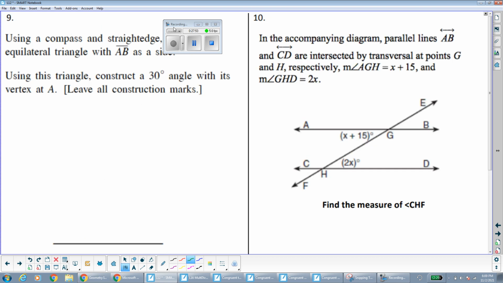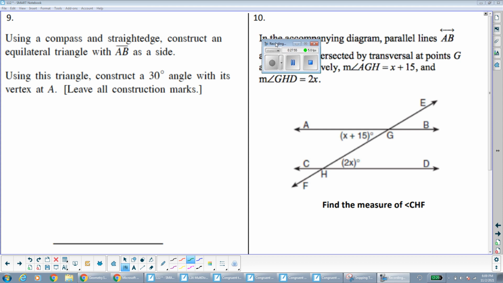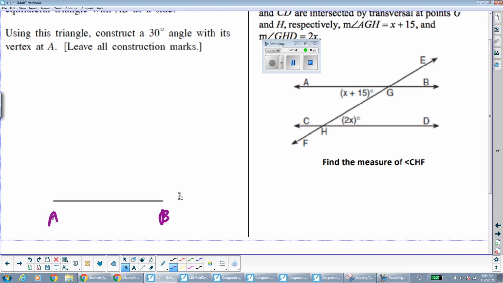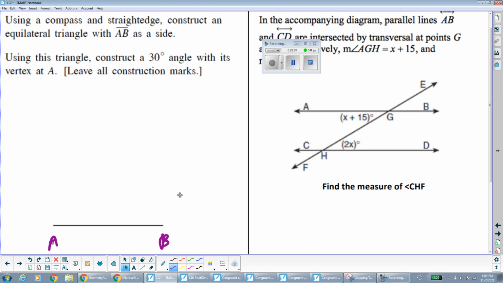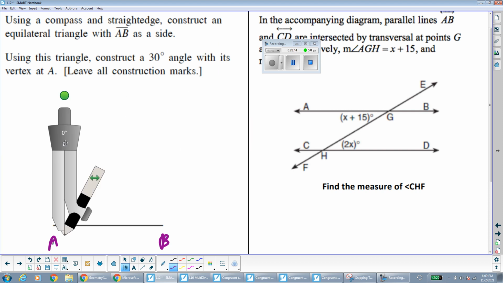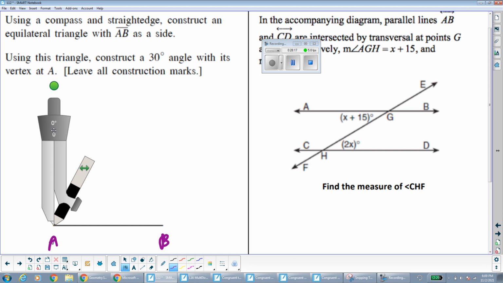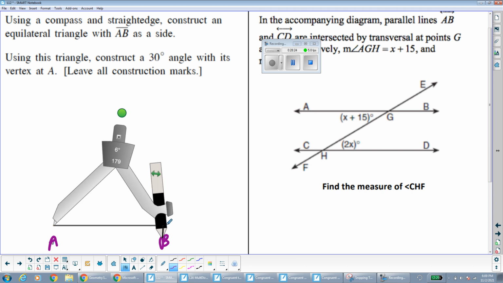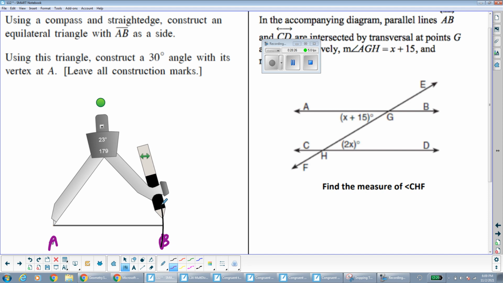It says here, using a compass and a straight edge, construct an equilateral triangle with AB as its side. Let me just make this A and B. Using this triangle, construct a 30-degree angle with its vertex at A. First, I'm going to handle the first part of the question, which is to construct an equilateral triangle. So I'm just going to measure the length of this line segment. This is going to be the measurement of all the sides of the triangle, since they should have 3 equal sides. So with my compass, I'm just going to measure from A to B.